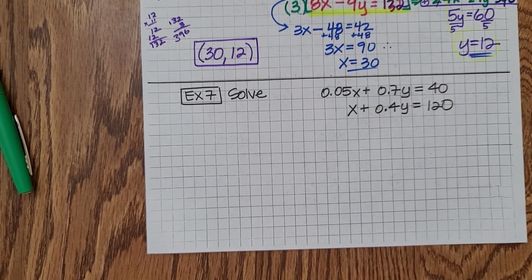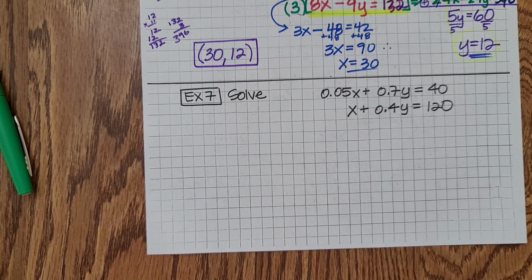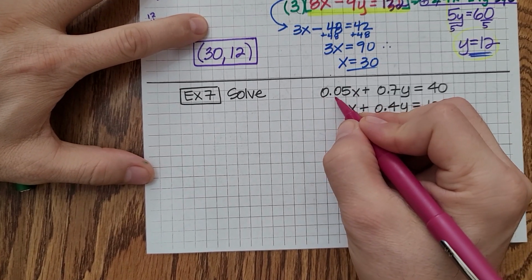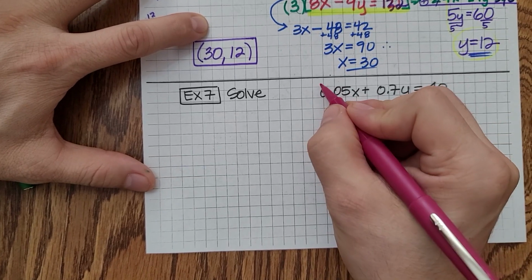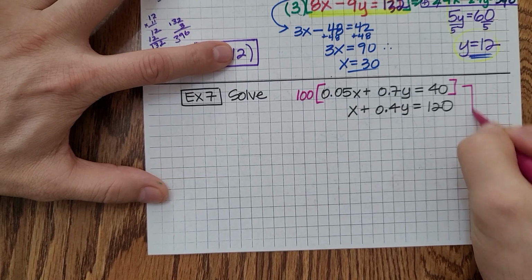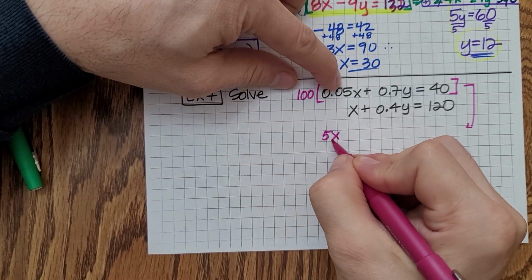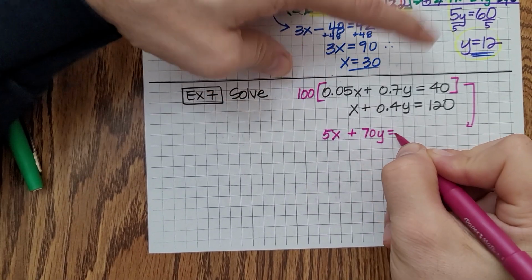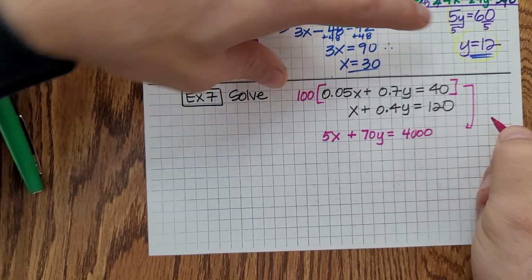Last problem, and then we'll be done. Call it a day. Hopefully this one has zero mistakes. Let's see. I have 0.005x plus 7/10 y equals 40. I already have a problem with that. Let me multiply that by 100 and write my answer over here. 100 times this simply becomes a 5x. 100 times this becomes plus 70y. And 100 times this becomes 4,000.